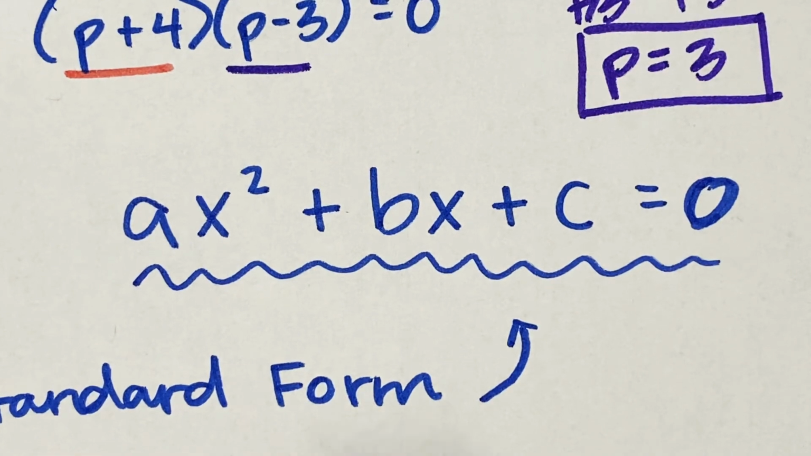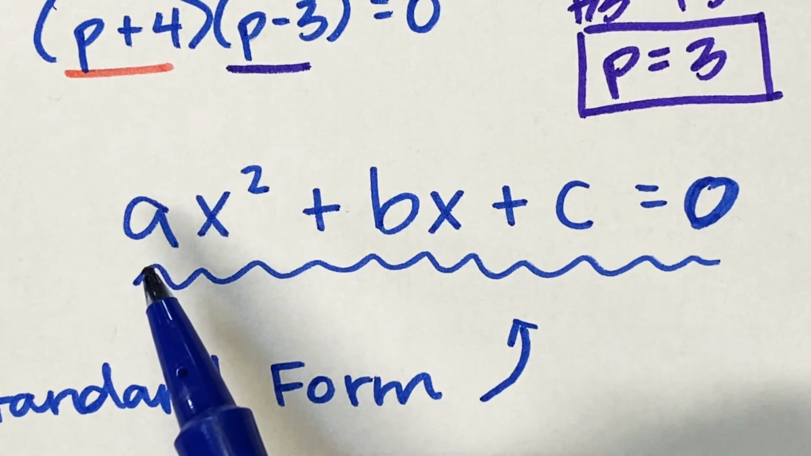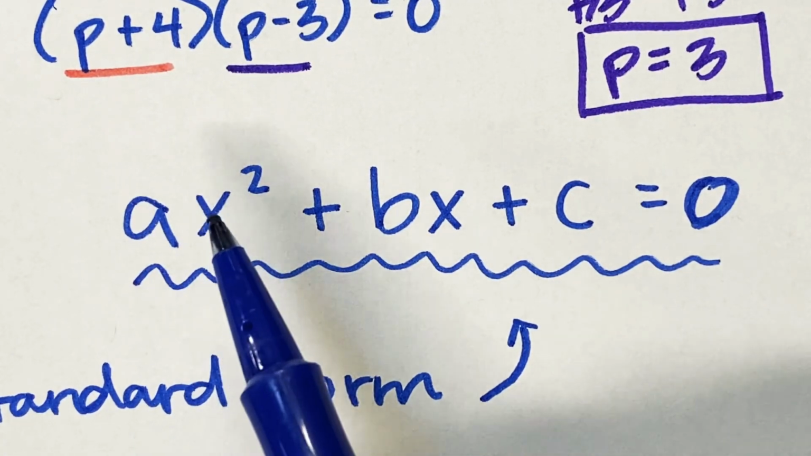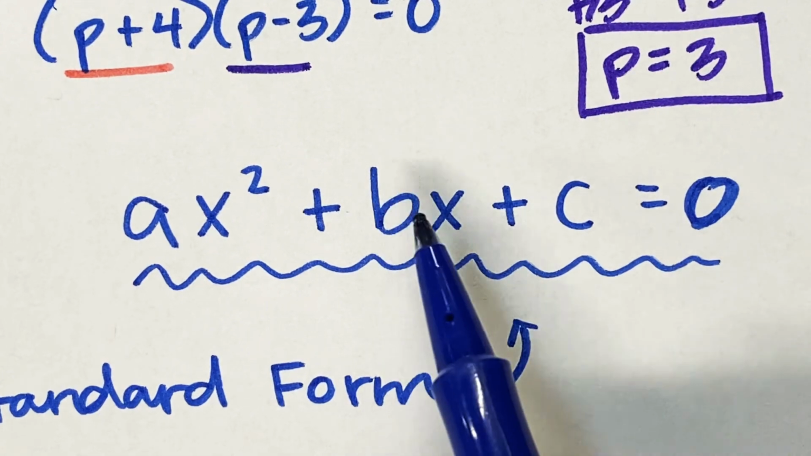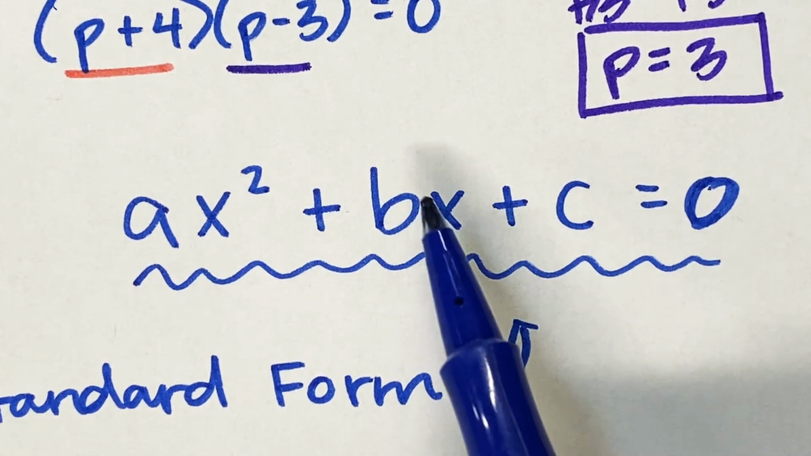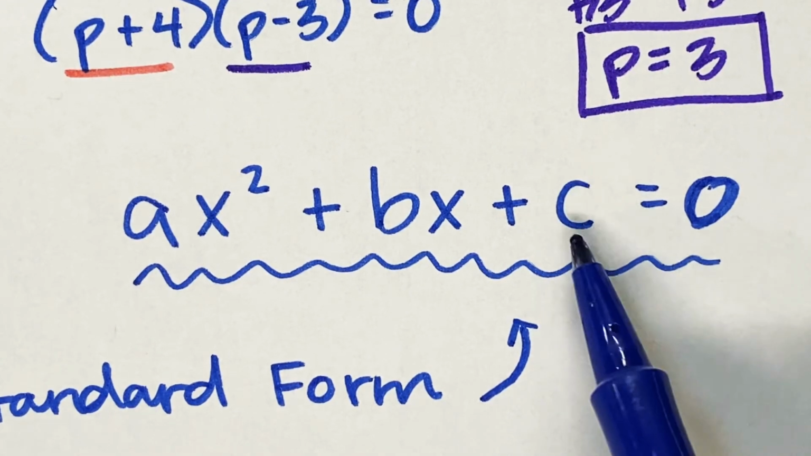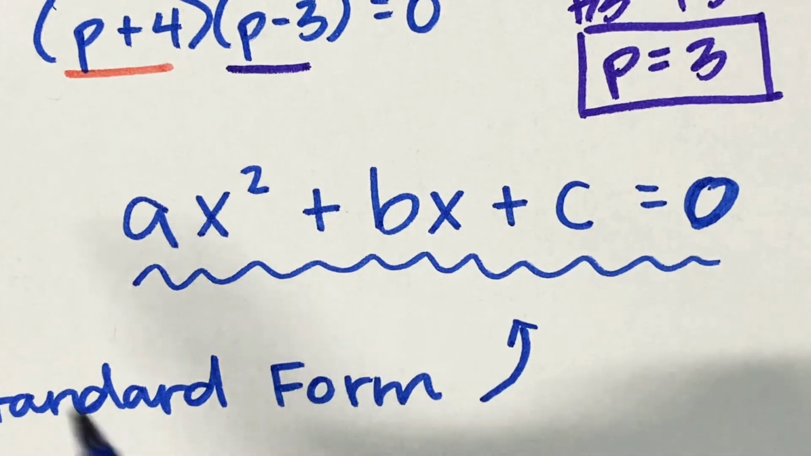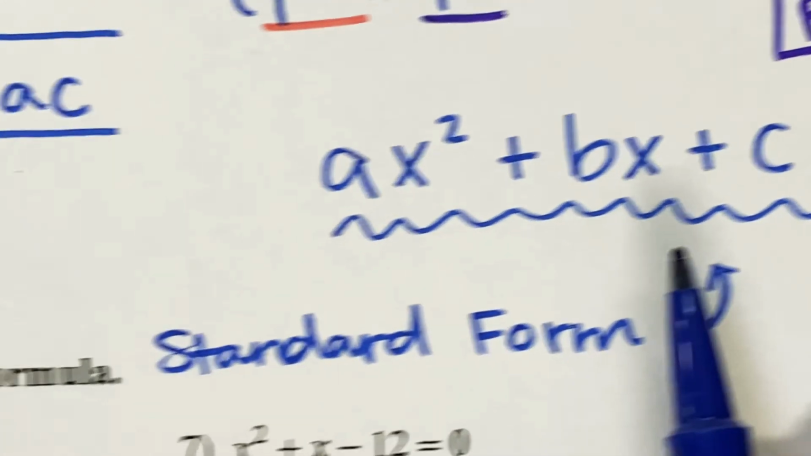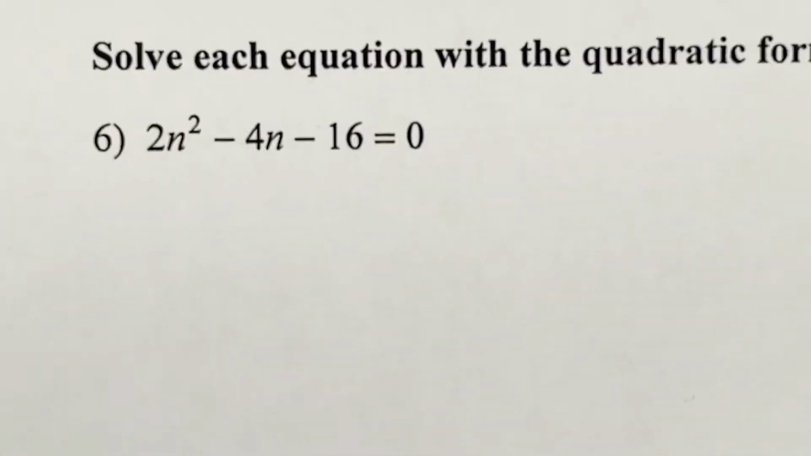Okay, so standard form tells us what numbers are A's, B's, and C's. Our A's are always the coefficients in front of your variables that are squared. The B's are the coefficients that are just in front of the one variable. And the C's are the constants, the numbers that just stand by themselves, with no variables attached. Okay, so knowing this in standard form, let's go ahead and label 6, 7, and 8.